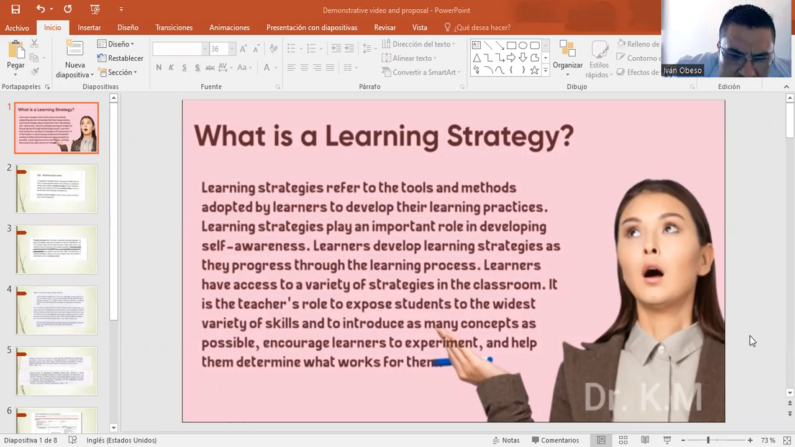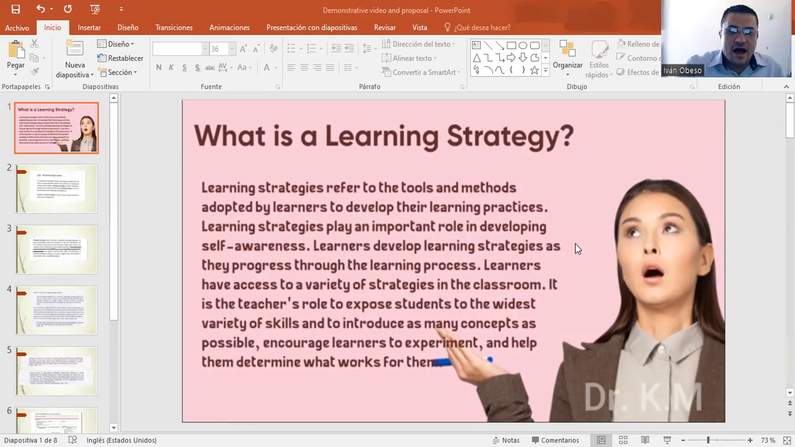First of all, what is a learning strategy? According to Dr. K.M., learning strategies refer to the tools and methods adopted by learners to develop their learning practices. Learning strategies play an important role in developing self-awareness. Learners develop learning strategies as they progress through the learning process.